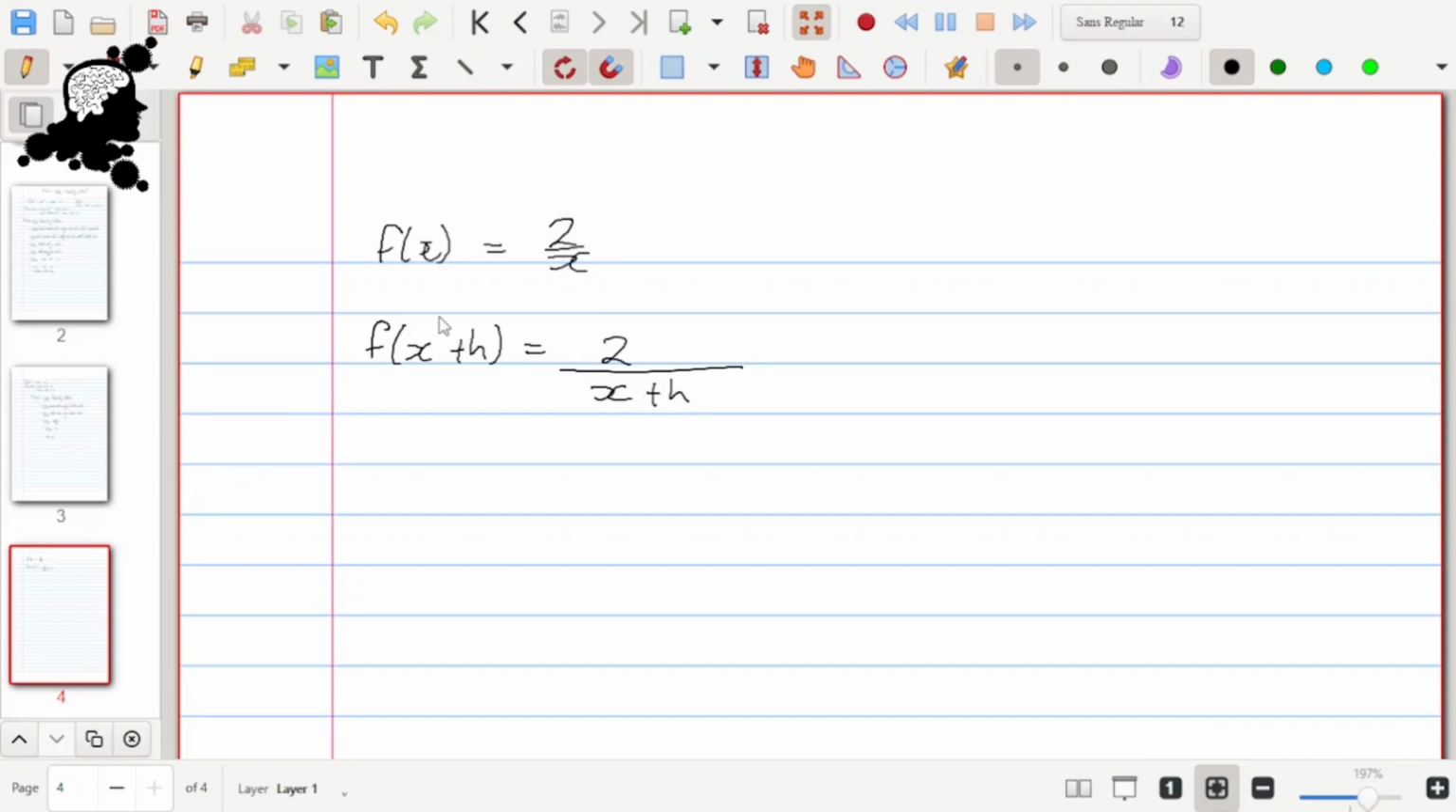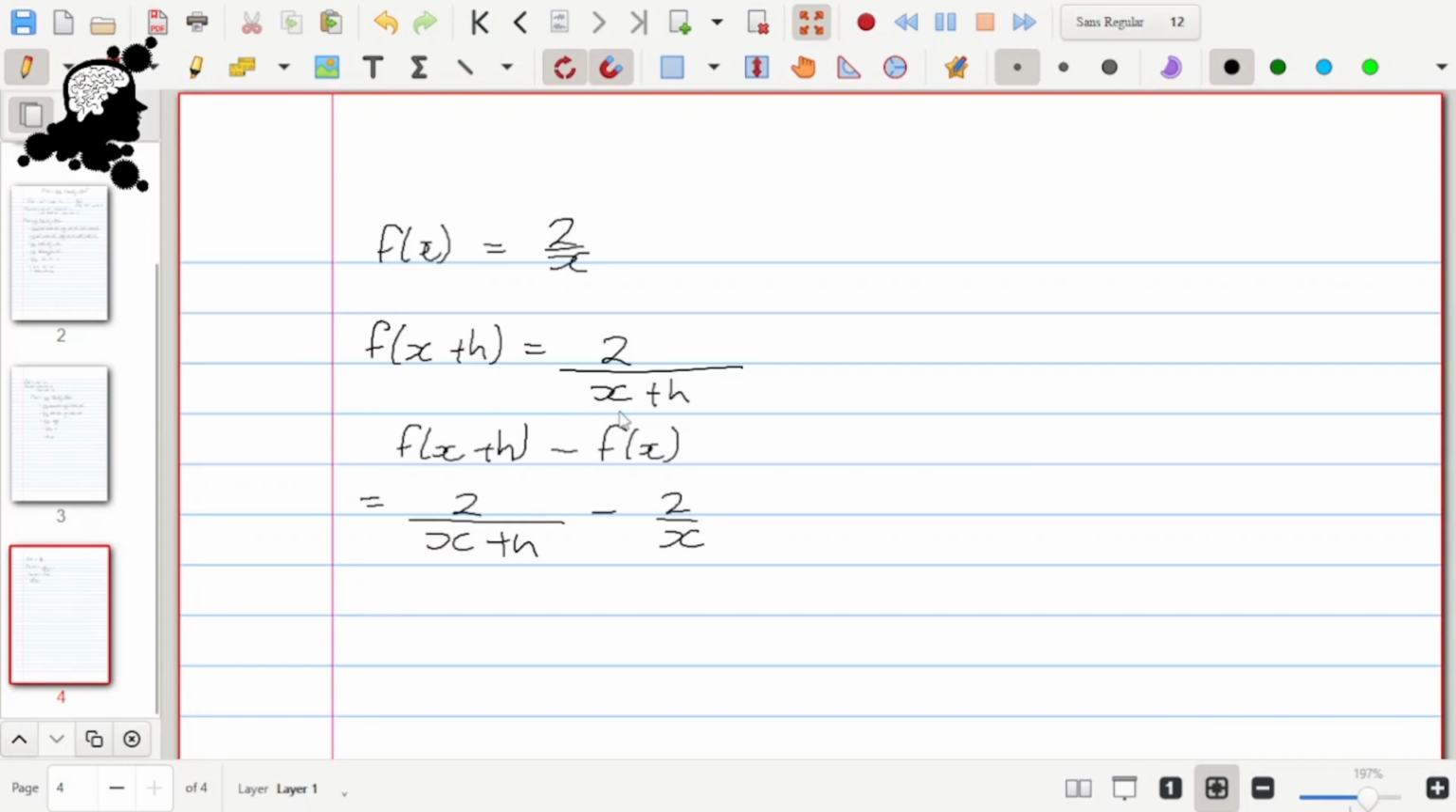What I'm actually going to do is, before substituting anything into the formula, I'm going to do this separately. I'm going to calculate what f of x plus h minus f of x is. The reason for doing this separately is that you will see it becomes a bit messy to substitute fractions inside fractions. So this is going to give us 2 over x plus h minus 2 over x.